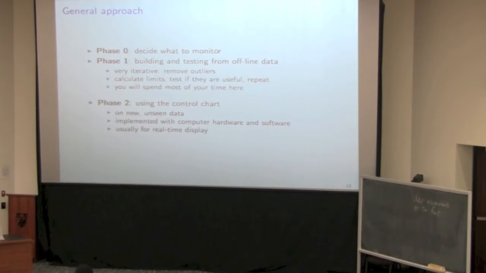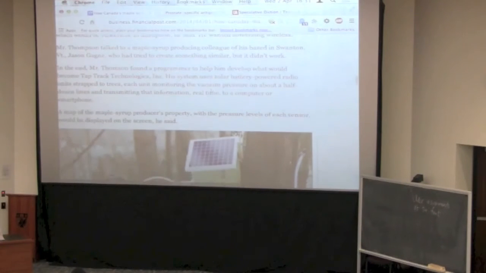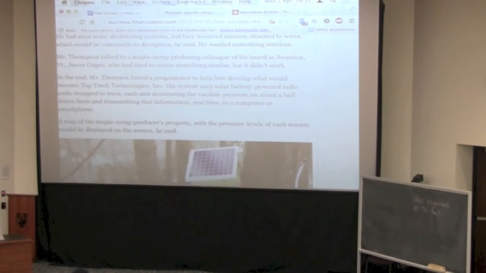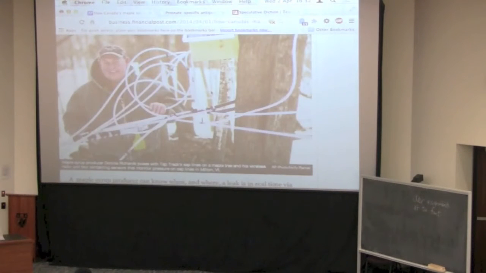What I thought I'd maybe also just start with is to show you something that came across the news today. Here's an example of a monitoring system developed in Quebec for what they call maple syrup. Often one of the issues is they run all the plastic tubing from the trees to the central location that collects the sap. And if a tree branch falls or a squirrel eats into the tubing, there's a loss of valuable material.